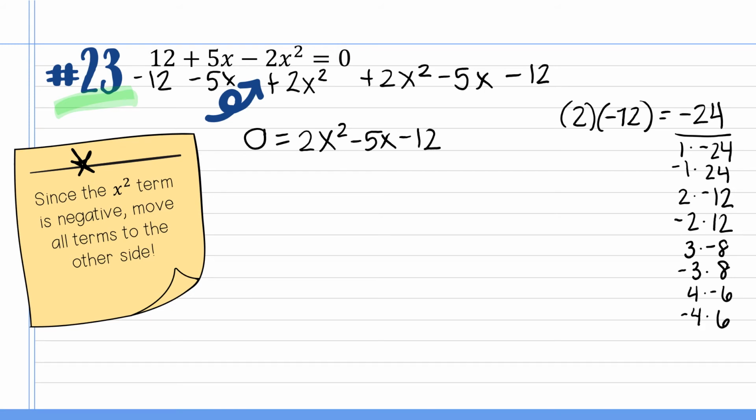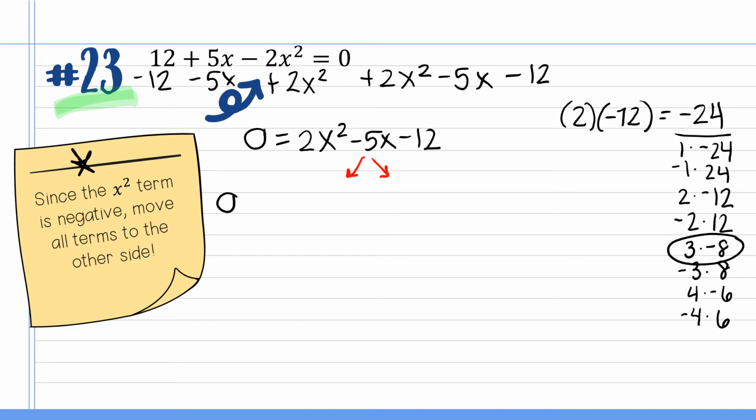I listed those all out. If you can find these factors in your head and move a little bit faster, that's totally fine. You don't have to write all of the steps. Now, AC method says we're looking for factors of AC that add up to B, so -5. Looking at my choices, I'm going to go ahead and choose 3 and -8 because those are going to add to -5. So now, just like we did before, we're going to split our middle term, that -5x.